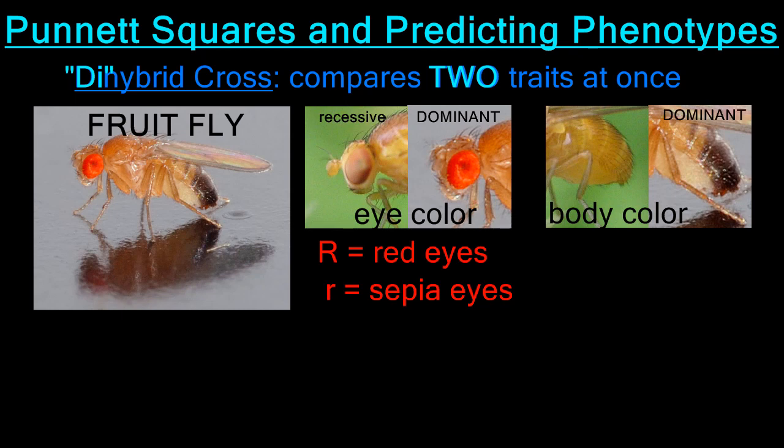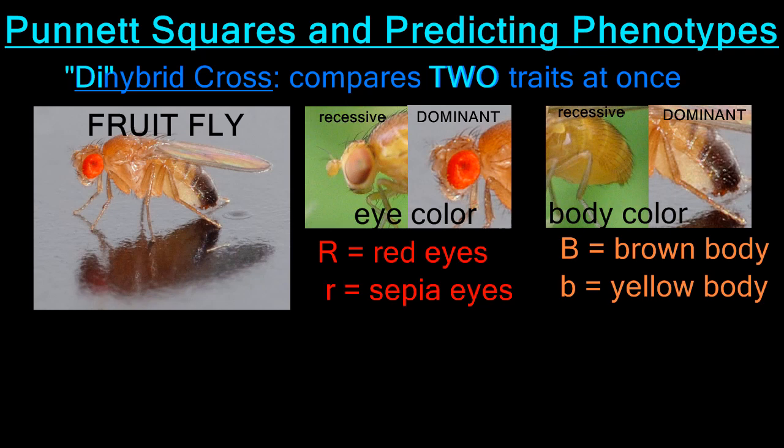Moving on to body color. Brown body is dominant over yellow body. So we'll use a big B to represent brown body and a little b to represent a yellow body. Again, we're being consistent with our letters. We choose one letter, B, to represent body color. Capital B for the dominant trait and a lowercase b for the recessive trait.